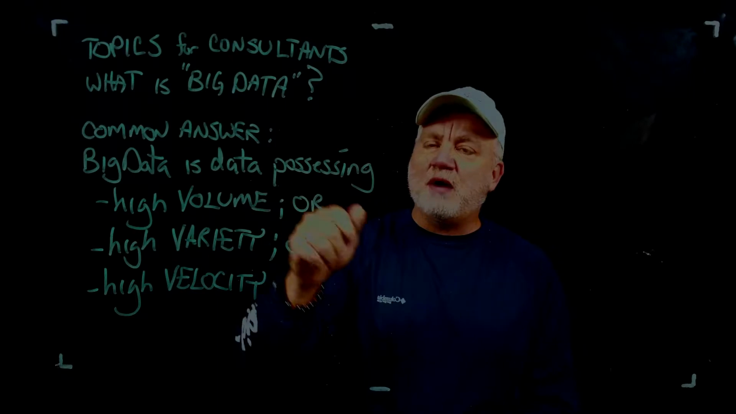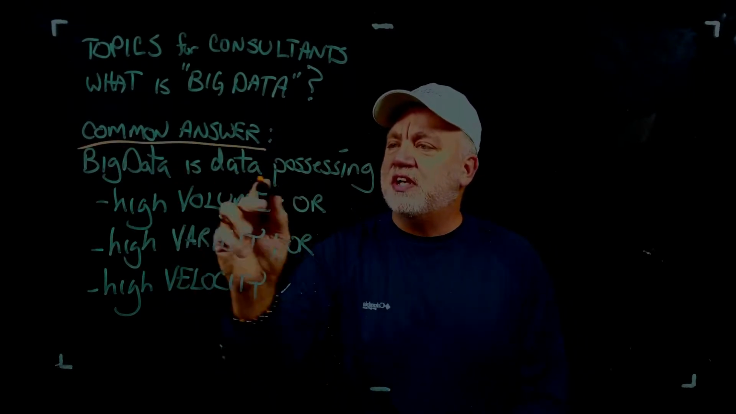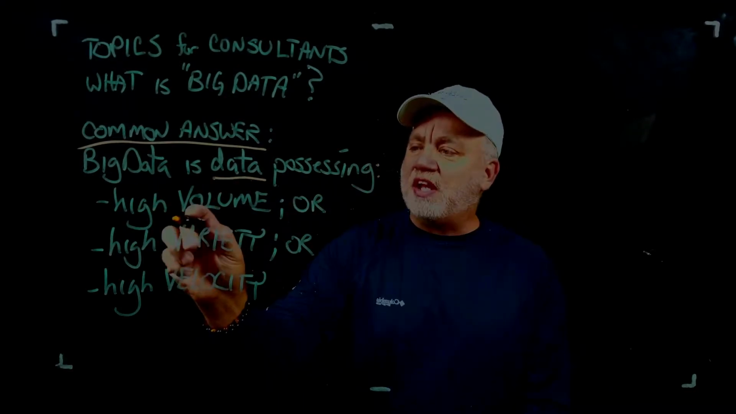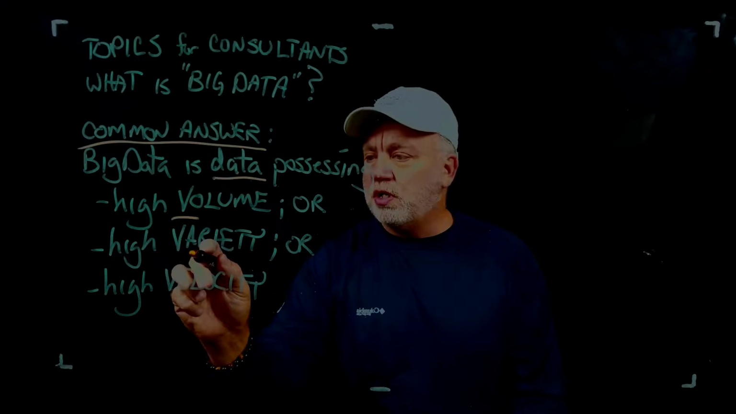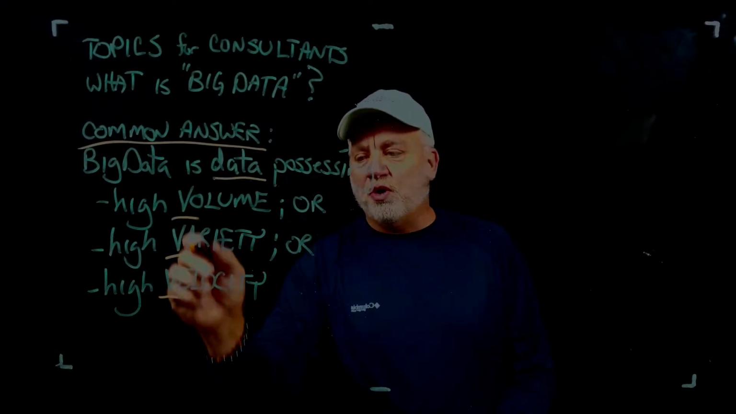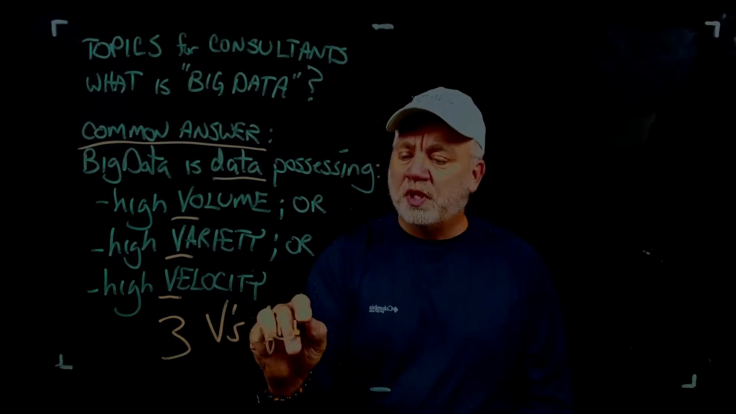You'll find a lot of common answers. A lot of common answers all say big data is any kind of data possessing the following characteristics: high volume, or high variety, or high velocity. They call those the 3 V's of big data.